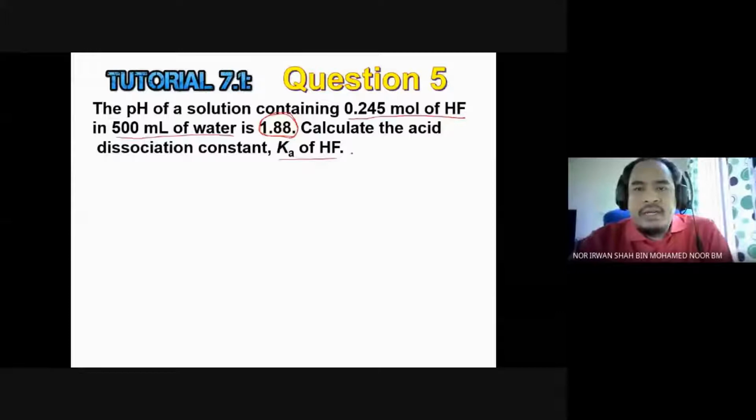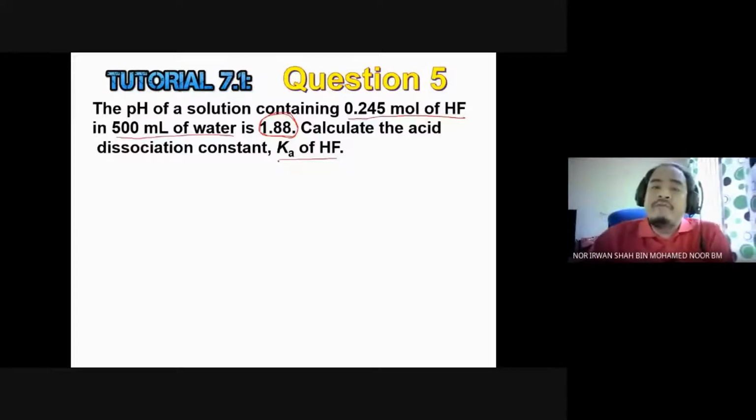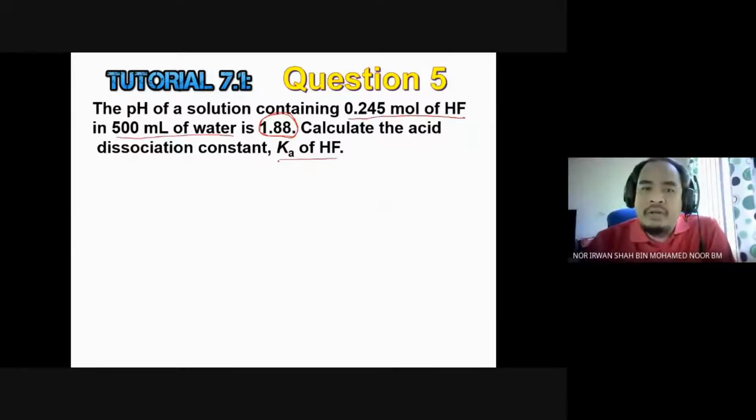Okay, so maksudnya soalan ini you were given the moles dan juga the volume of water, di mana from this mole of HF dan juga volume of water kita boleh kira apa? Kita boleh kira concentration of the hydrofluoric acid solution. Okay, and then dalam soalan ini juga, you were given the pH. Maksudnya daripada pH ni nanti kita boleh kira apa kelas? Kita boleh kira kepekatan ataupun the concentration of hydronium ion. Okay, so that is what we are going to do first.